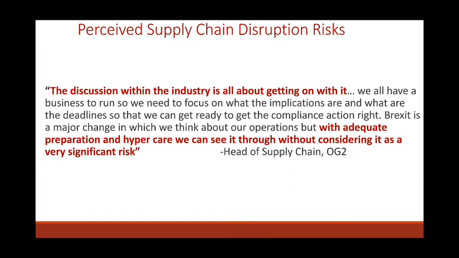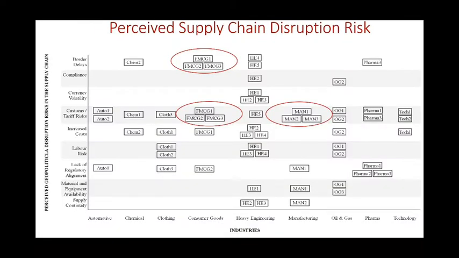But then we saw other industries such as oil and gas and heavy engineering that didn't have the same perceived disruption risks. So they didn't take as dramatic action as we saw in some other industries. So we began to look at this across different industries and again, look for clustering. And you can see here the fast moving consumer goods industry.